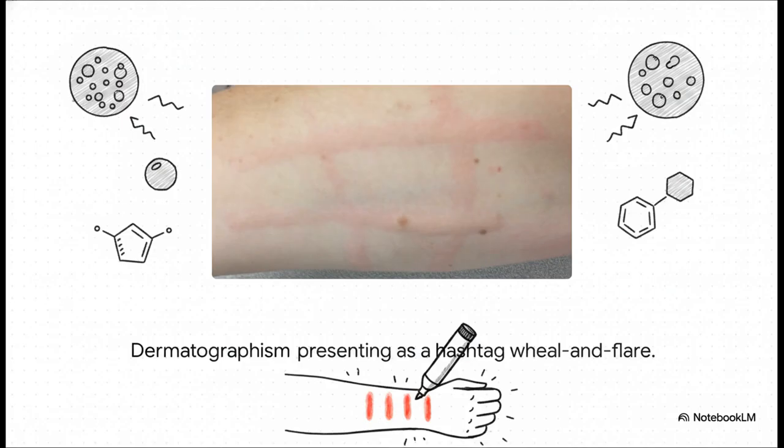Affecting roughly 2 to 5% of the population, a brisk stroke with a firm object over the skin creates this exact linear wheal and flare swelling within minutes. The mast cells are actually degranulating directly in response to mechanical shear force.